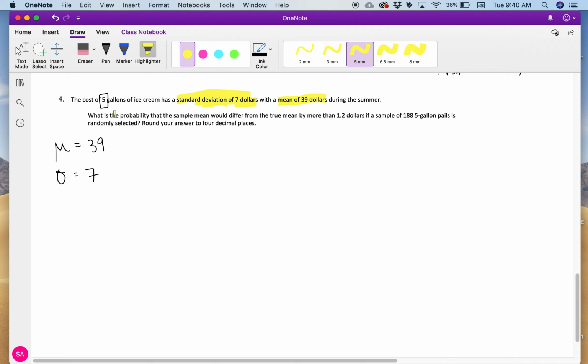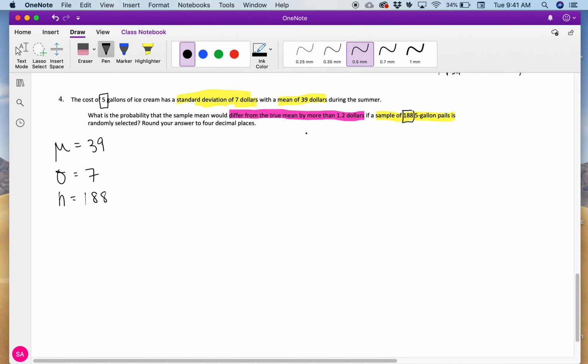Okay. What is the probability that the sample mean, once again, we got this wording, would differ from the true mean by more than $1.2? So it's a little different. Last problem was less than. Now we have more than. We'll talk about that in just a second. If a sample of 188 5-gallon pails is randomly selected. So my sample size is 188. N is equal to 188.